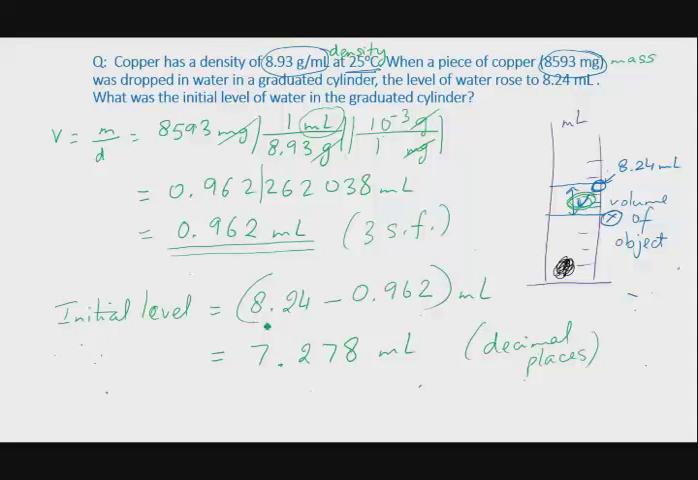Now 8.24 has 2 decimal places, whereas 0.962 has 3 decimal places, so our answer needs to be in 2 decimal places, and gets rounded to 7.28 mLs. In other words, the initial level of water in the graduated cylinder was 7.28, causing a displacement of 0.962 ml to a final level of 8.24 mLs.